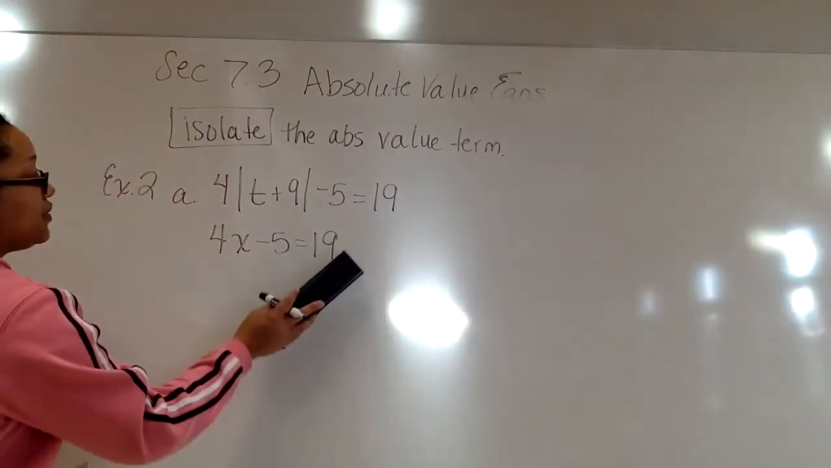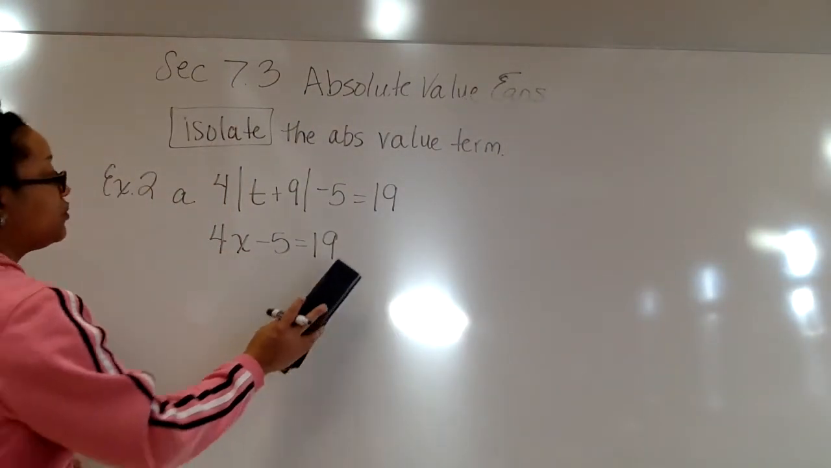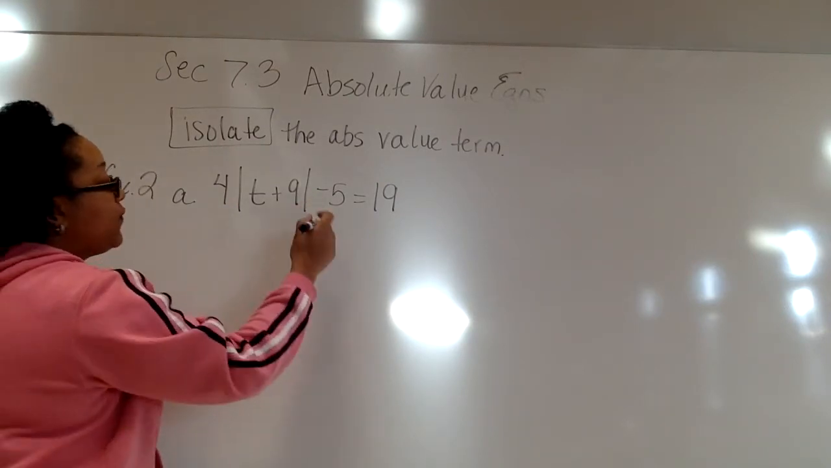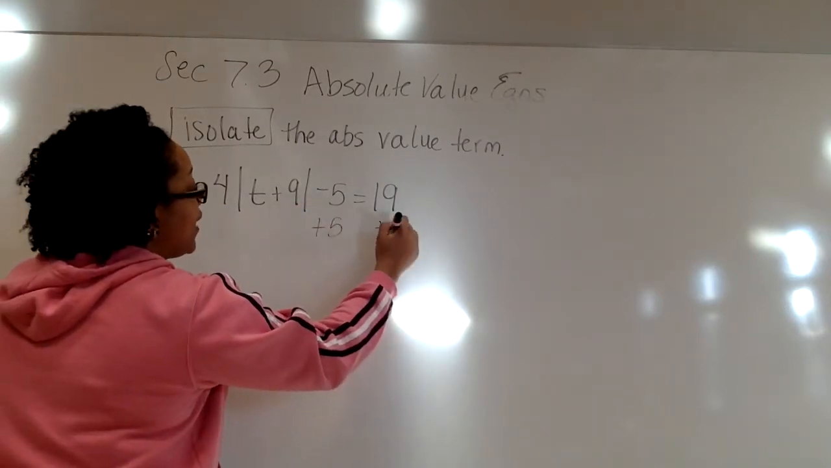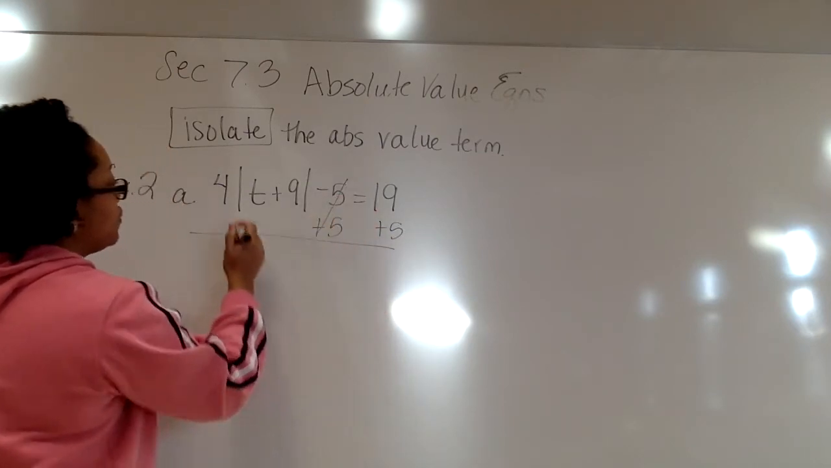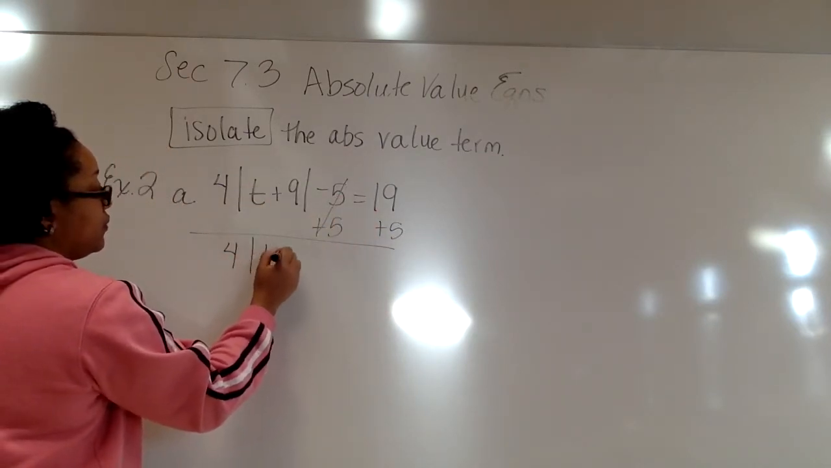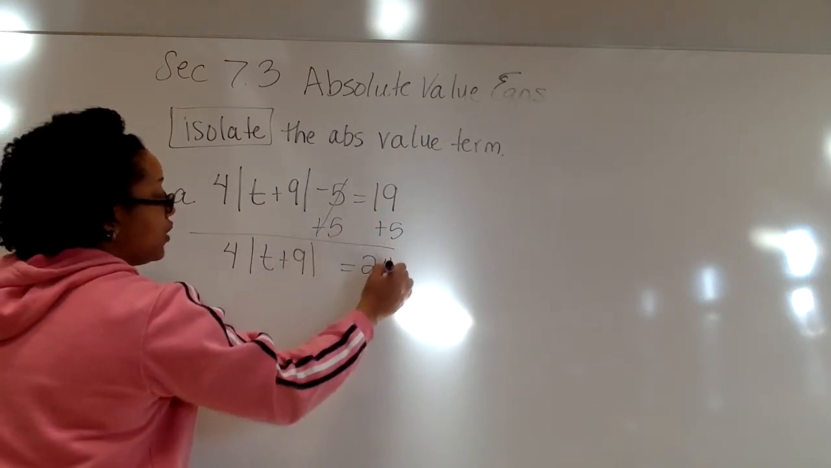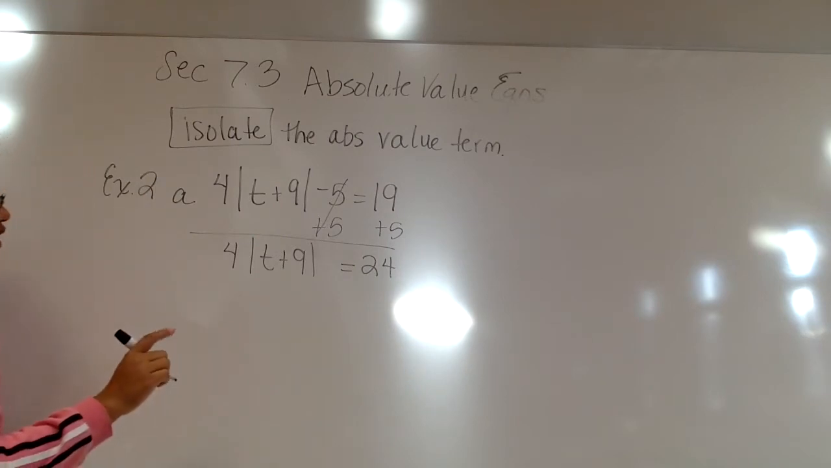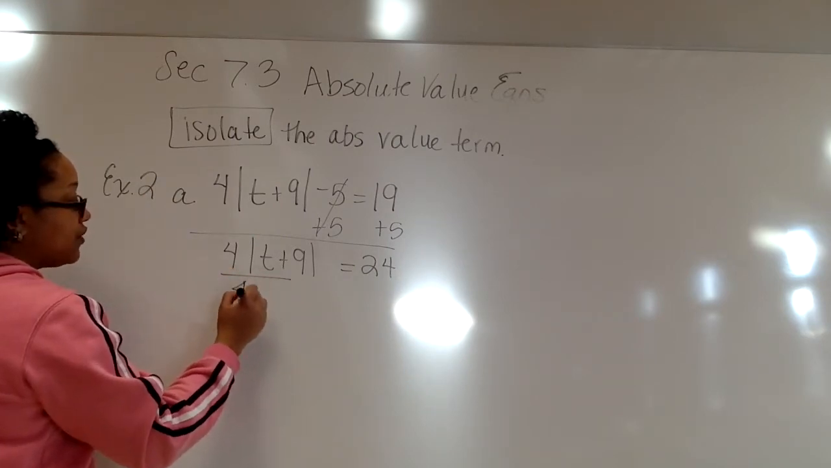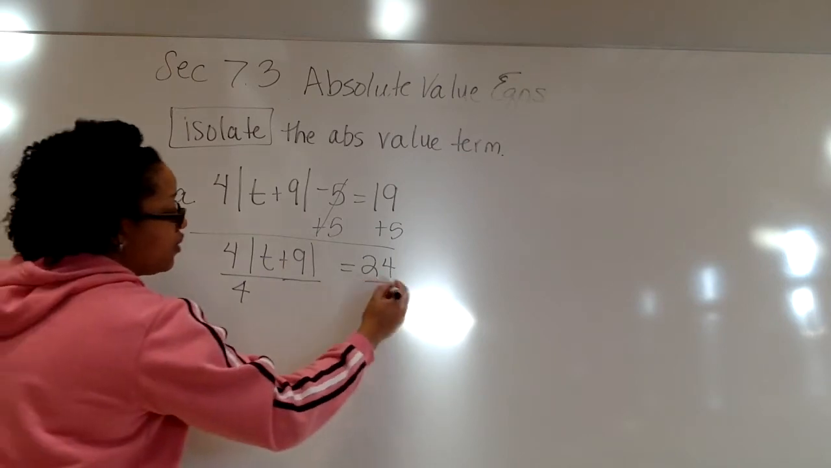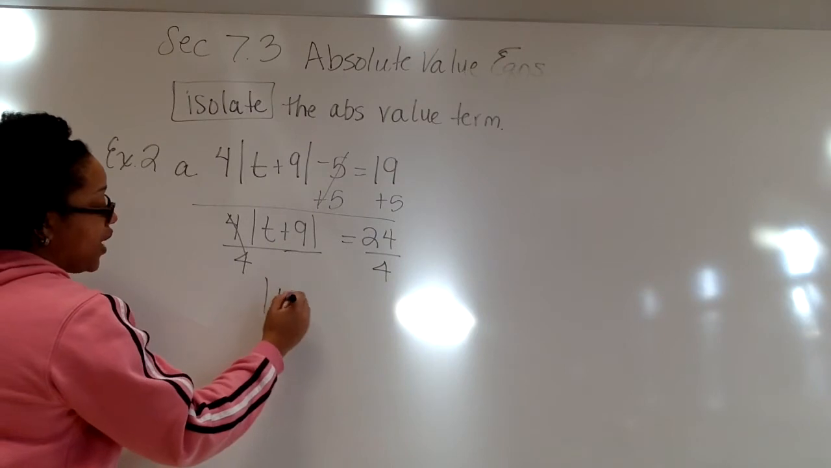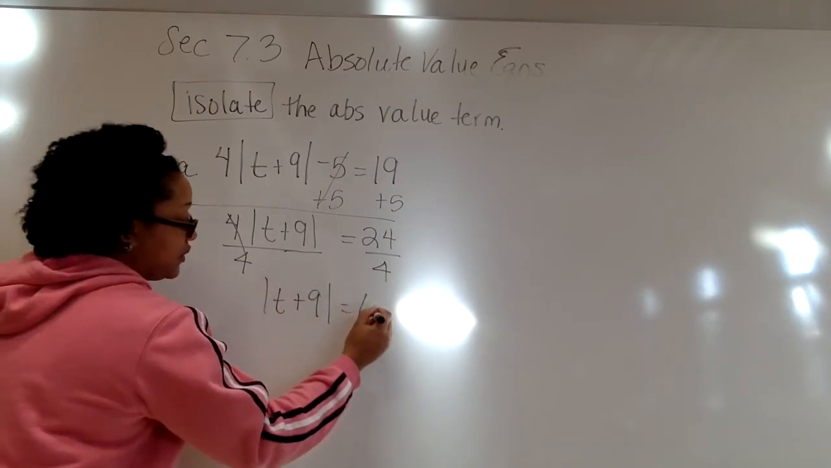So I'm going to erase this. I didn't mean for you to write that down, but if you did, just erase it because you really don't need it. And let's do exactly that. If I have a minus 5 here, I got to add 5 to both sides. 5's cancel, and I bring down what's left. Okay, 19 plus 5 is equal to 24. Okay, I need to divide both sides by 4, so the 4 cancels. And you can extend it all the way if you want to, it doesn't matter. So my 4's cancel. I'm left with the absolute value of t plus 9 is equal to 6.